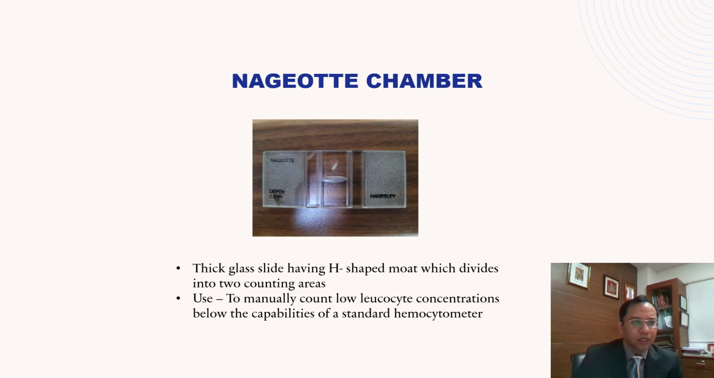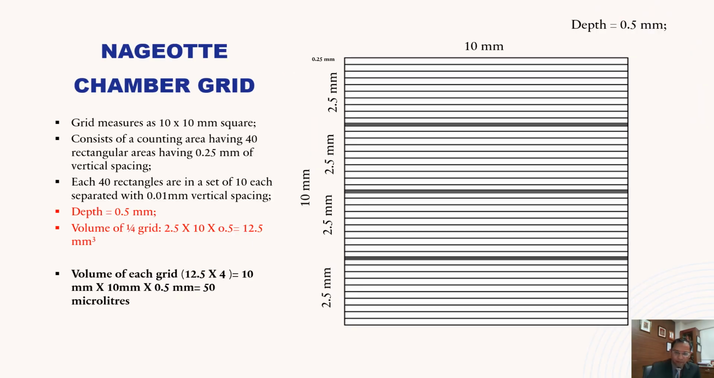Thank you, Dr. Rashmi. Now let's come to Nageotte chambers. So this is a simple looking hemocytometer. You can see it's a thick glass slide having an H-shaped moat which divides it into two counting chambers. So this is one counting area and this is the second counting area. It is basically done to manually count low leukocyte concentration below the capabilities of the standard hemocytometer. So it's a modified hemocytometer and it's called a Nageotte chamber.